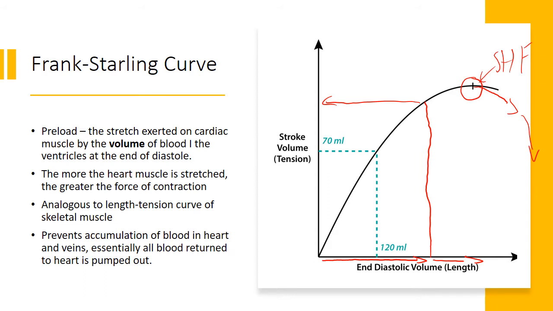At the other end of the scale, what we're seeing here is if we had too little end diastolic volume, so we don't have enough stretch of the myocardial fibers, therefore our stroke volume would be decreased. So what we would have here is diastolic heart failure.